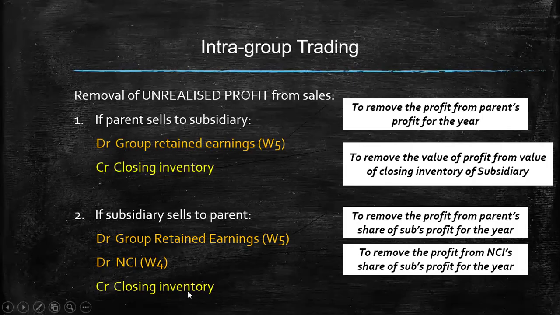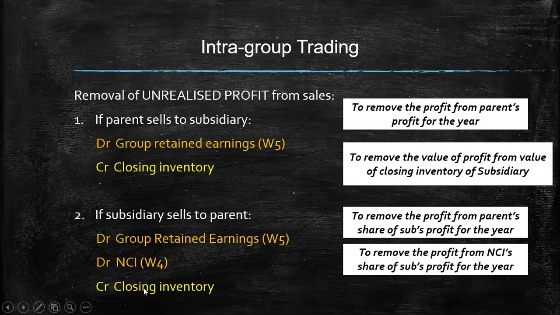account as well. So basically, we're finding out the unrealized profit amount and we're subtracting it from group retained earnings and from closing inventory if parent is the seller, and if subsidiary is the seller, then we're subtracting the parent's share of the profit from group retained earnings, we're subtracting the NCI share of the profit from the NCI calculation, and we're subtracting the full amount of profit from closing inventory.